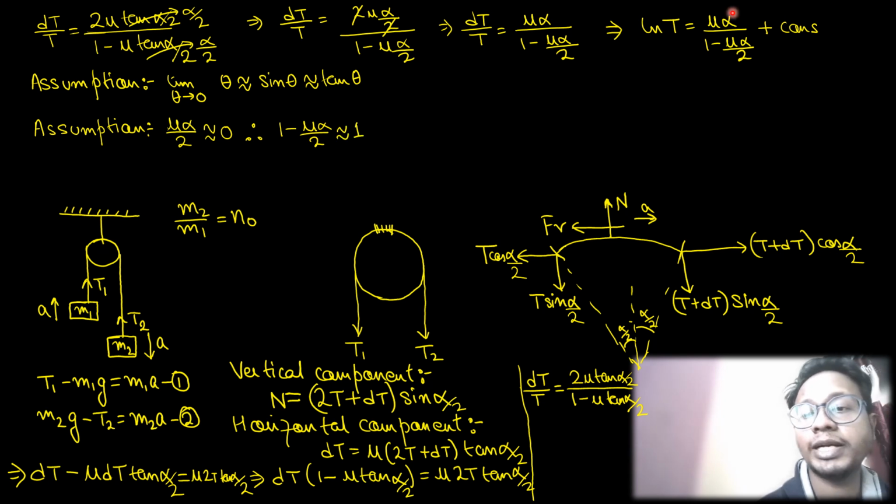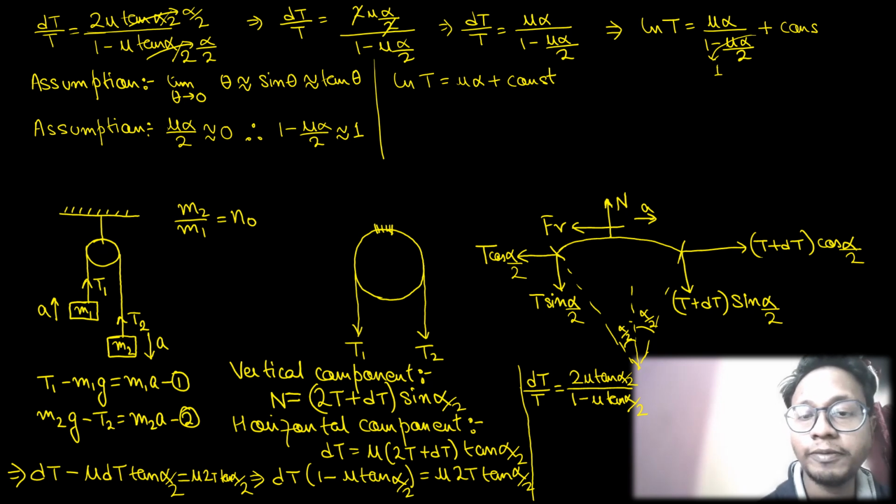Some of you might have the question, why am I not substituting mu alpha equal to 0 out here in the numerator? If I substitute 0 out here, the entire equation would be invalid, no? So what am I solving for? ln T is equal to 0. That would make no sense. Understood? So out here I made this entire denominator 1, and my equation becomes ln T is equal to mu alpha plus constant. Now to solve for this constant, we must apply boundary conditions.